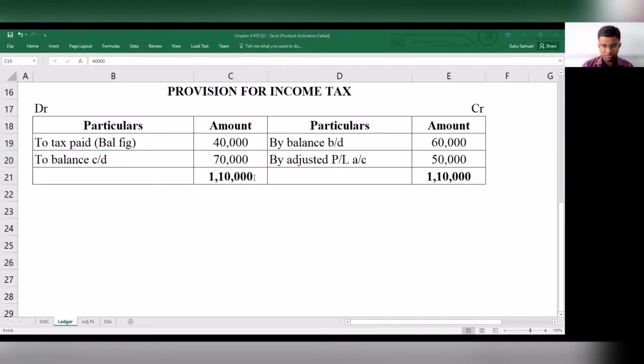This will be 40,000. Now, a couple of important aspects that you have to remember: payment of tax will be an application for you, to be considered in step 3. Adding 50,000 to the adjusted profit and loss account would be an appropriation for you in step 2. So this is how you would go about preparing the ledger accounts.